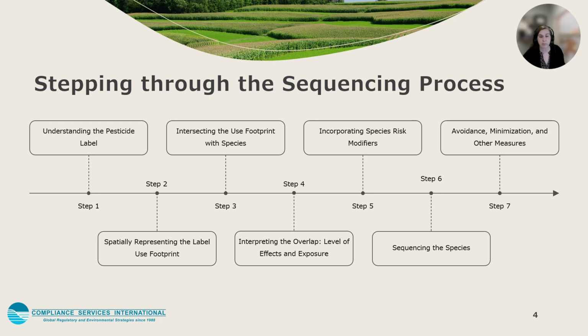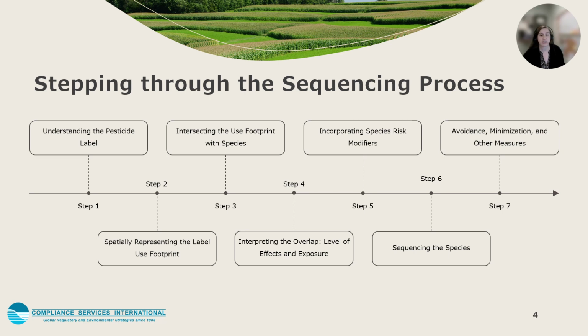Step two is to spatially represent the label use footprint. This is where we translate the labeled uses to existing spatial layers to represent use sites across agricultural and non-agricultural uses inside and outside the continental United States. So this is meant to capture all labeled uses. This is not just agricultural uses.